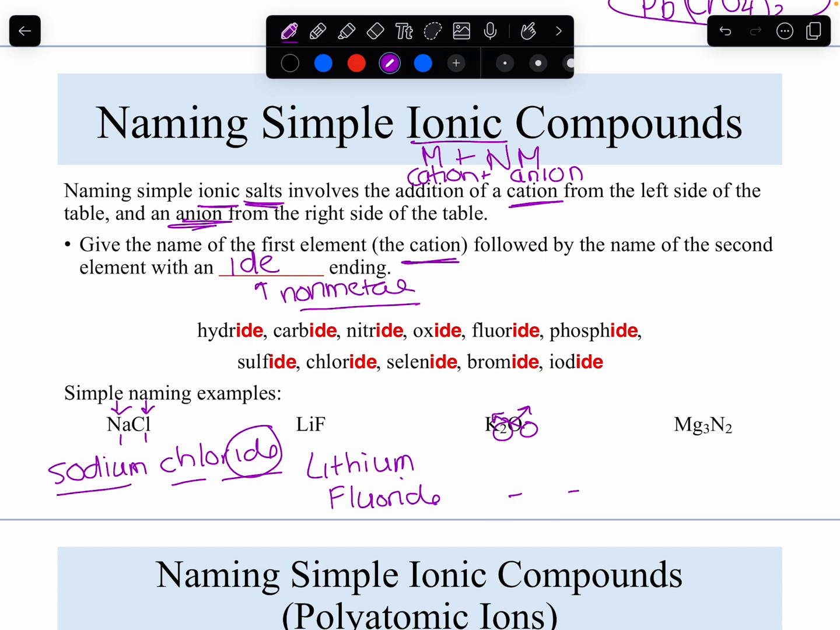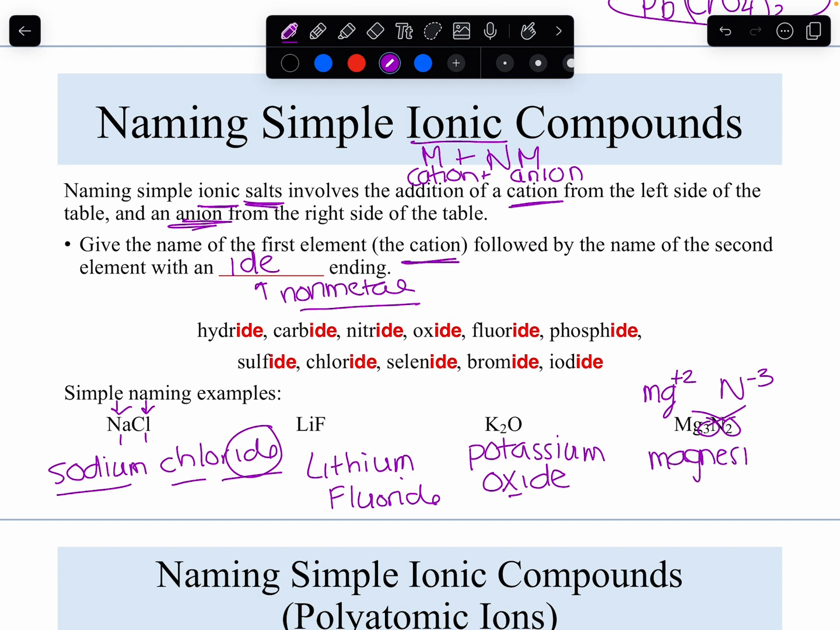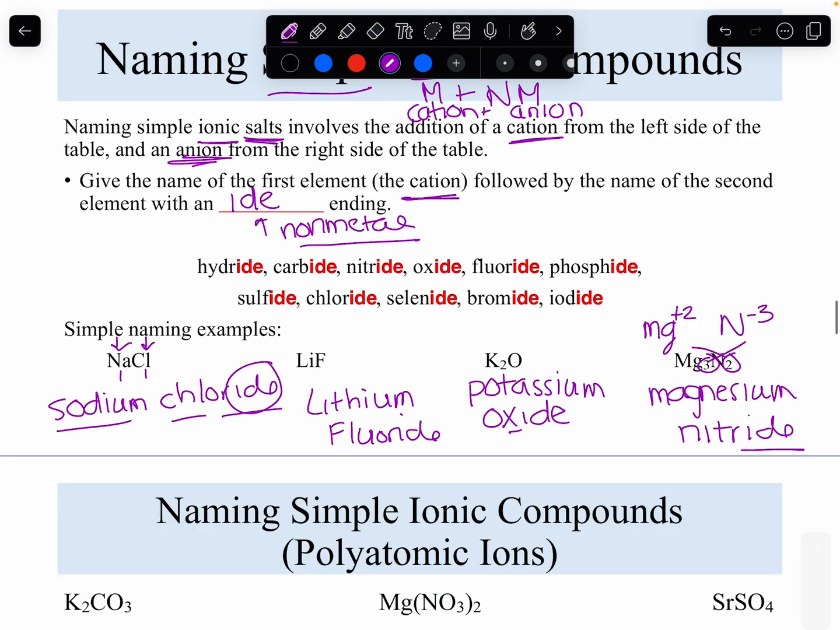But let's go ahead and name this. So we're going to name this potassium oxide. Okay? And again, these charges, I want you to see, and if you need to draw these lines and pull them back up, go ahead. Remember, the first one is always plus, and the second one is always negative. Okay, you're going to need to start seeing that. So this one's called, same thing, magnesium nitride. Okay, so hopefully naming ionic compounds, simple ones, is not too bad.